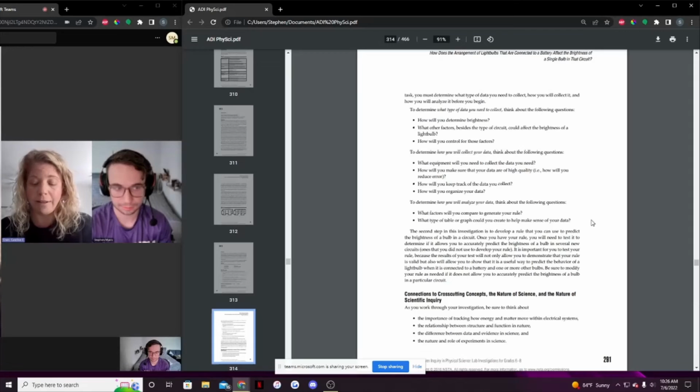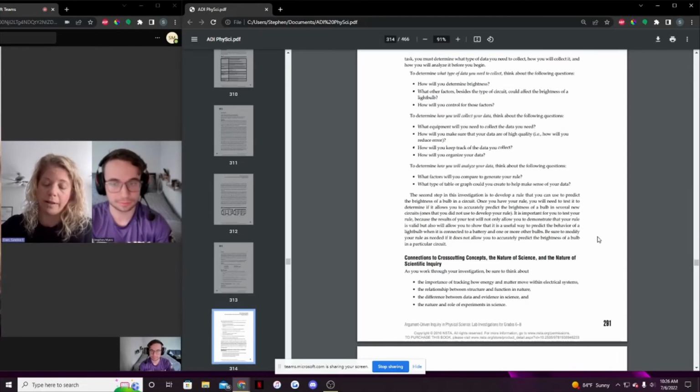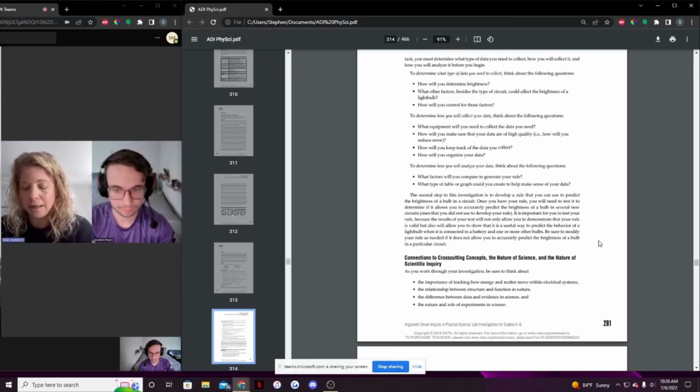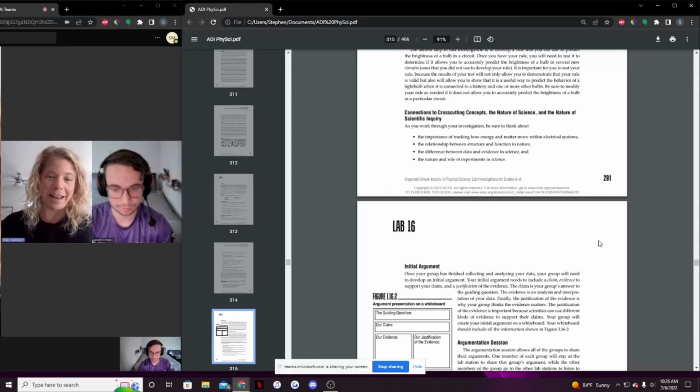The results of this will allow you to demonstrate that your rule is valid, but it will also show you that it's a useful way to predict the behavior of a light bulb when it's connected to a battery and one or more other bulbs. So modify your rule as needed. And yeah, have fun.